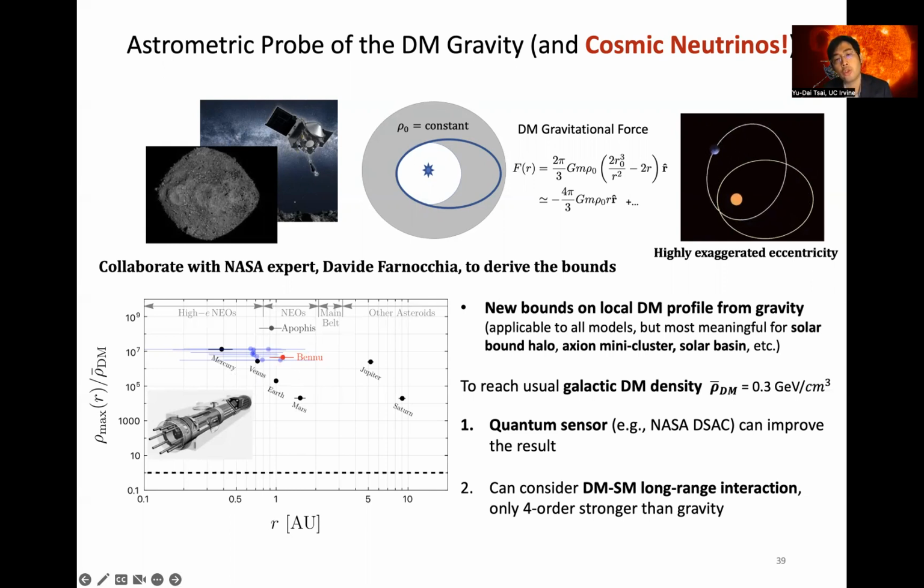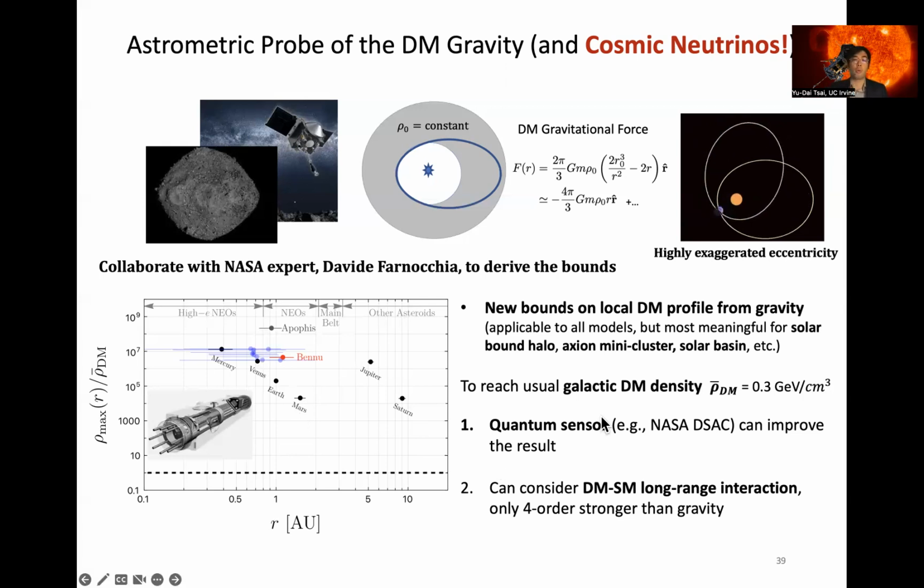So we can set a new bound on local dark matter density, but the downside is that it has to be very much higher than the galactic average. One day we hope we can use quantum sensors to push this all the way down to the galactic average. We can also consider dark matter-standard model long-range interaction, only 4 orders of magnitude stronger than gravity. So it's very exciting.